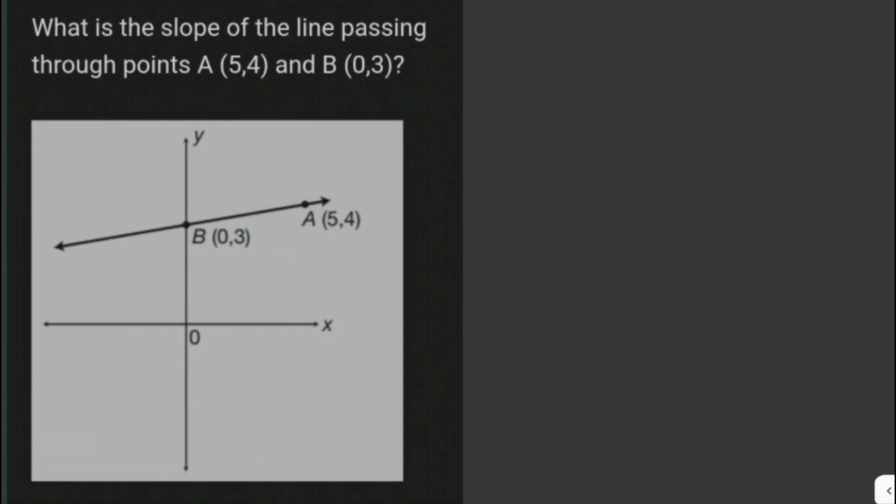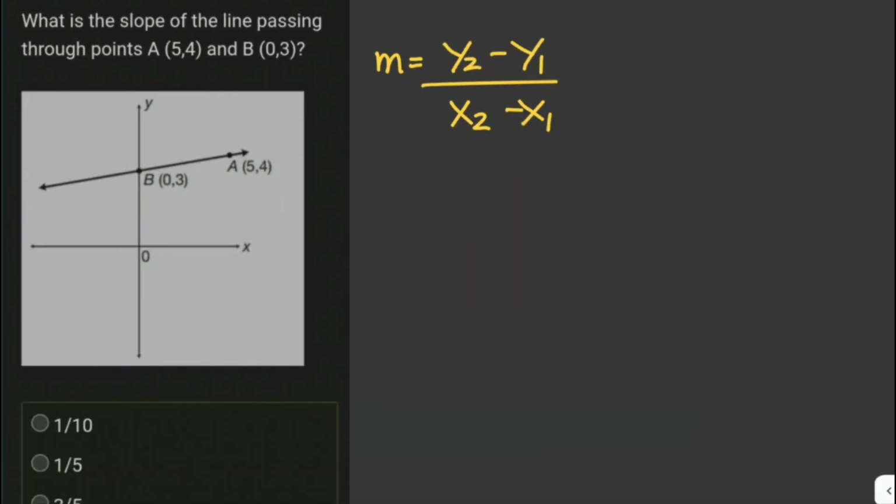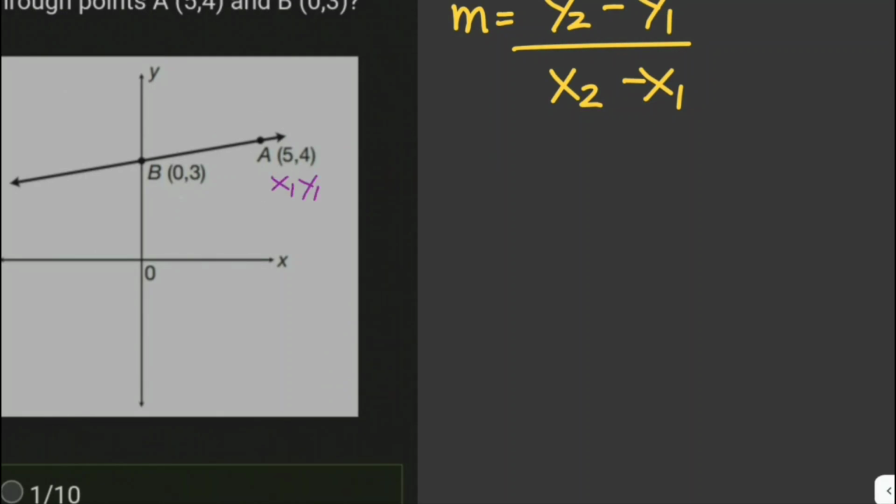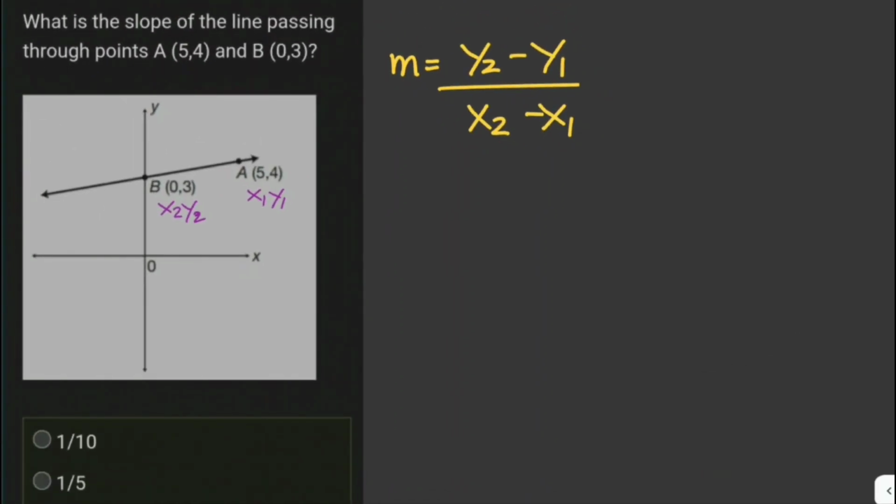What is the slope of the line passing through points A with coordinates 5, 4 and B with coordinates 0, 3? So we're given here 2 points A and B, and we need to solve for the slope. So we can solve this by using the slope formula: m equals y sub 2 minus y sub 1 over x sub 2 minus x sub 1. So let's say this is our x sub 1, y sub 1, and then x sub 2, y sub 2. And we just have to plug in all the values, the points, to the formula.